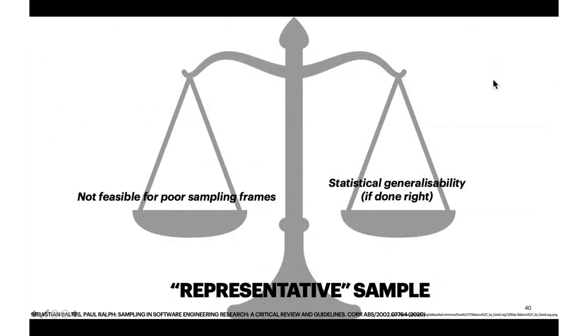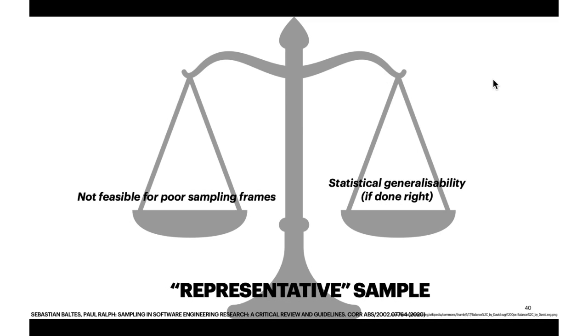So ultimately, if we are talking about simple random sampling, we, of course, have the major advantage of statistical generalizability, under the assumption that this random sampling has been done right, and not as it was the case in the paper I've been citing. As already mentioned, it is not feasible for poor sampling frames.